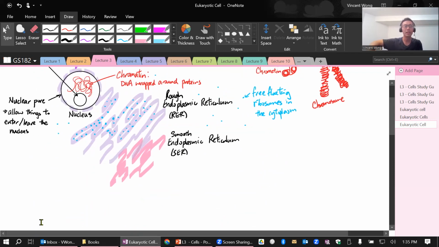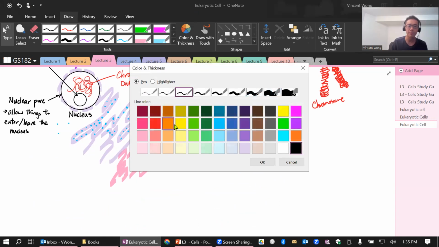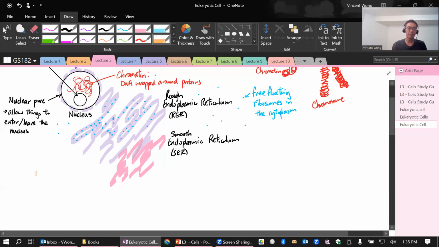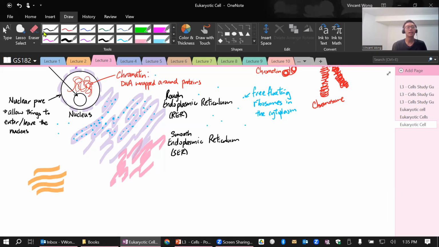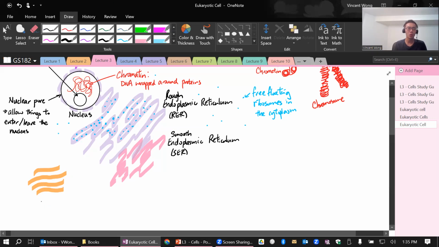It turns out there is another organelle that's part of the endomembrane system. This one is like pancakes, multiple layers stacked one on top of each other. This one here is called the Golgi body or Golgi apparatus. It doesn't really matter, you can say either one of them. It's a series of membranes.